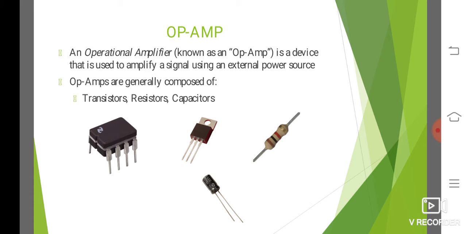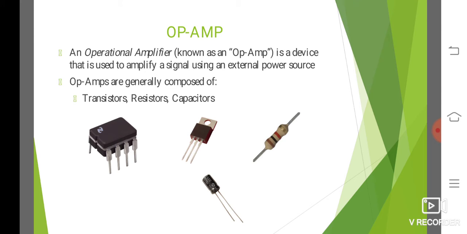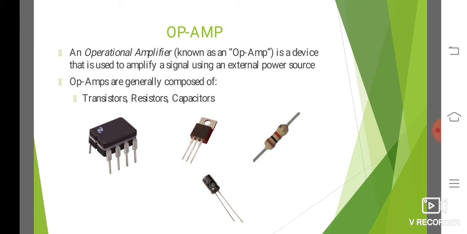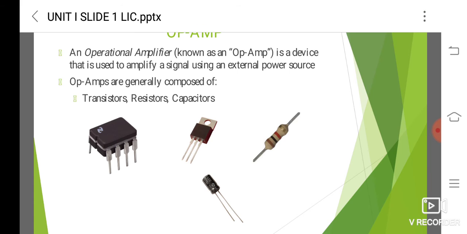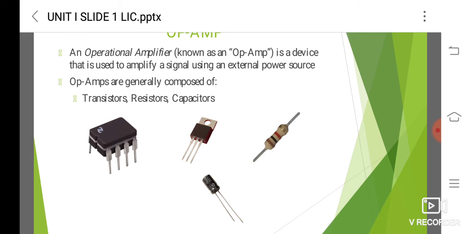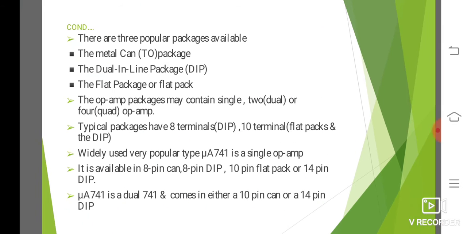First we can see what is meant by operational amplifier. The operational amplifier is otherwise said to be op amp. It is a device that is used to amplify either AC or DC signals with the help of some external power supply. The operational amplifier is generally composed of transistors, resistors and capacitors. Therefore, an op amp is used to amplify the signal using the external power supply.